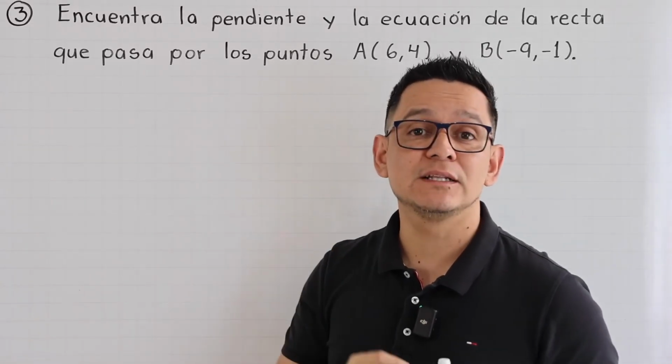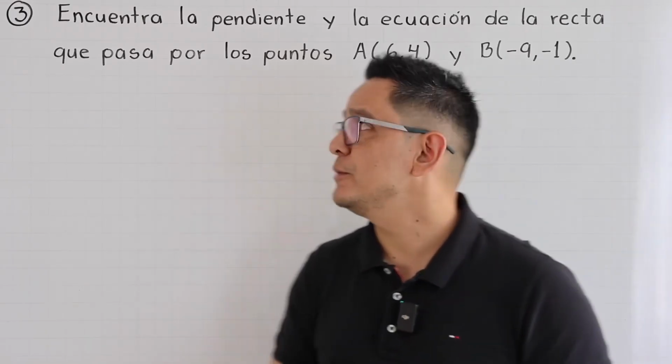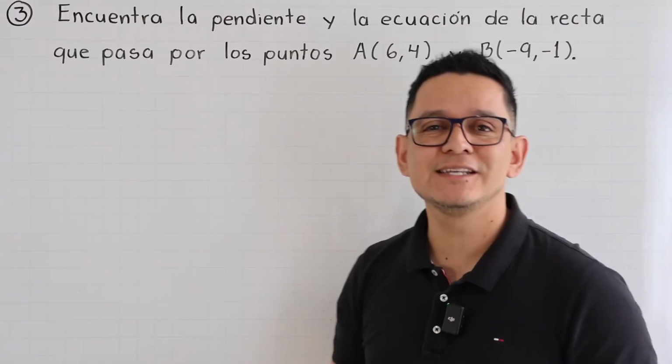This is video number 2 on the topic of the equation of a line in its point-slope form. Today we're going to solve exercise number 3. Let's get started.